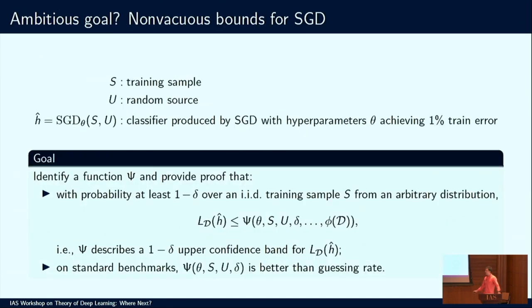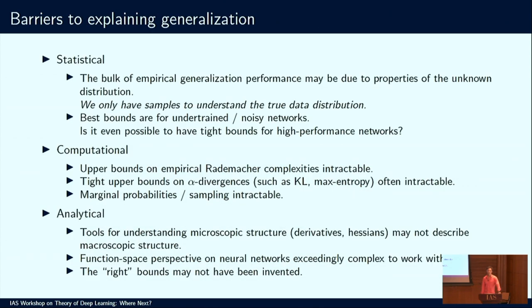So now, there's a number of barriers here I want to highlight. I've broken these down into three types of barriers: statistical, computational, and analytical. By statistical, I mean basically the barrier that we want to understand the performance of these algorithms on real data sets, and we don't know the distributions from which these data were drawn, even if, we can kind of squint our eyes, they're not really IID data sets like most image data sets say. So it may well be the case that the bulk of the generalization performance that we see is down to nice properties of the distributions we're working with, all right?